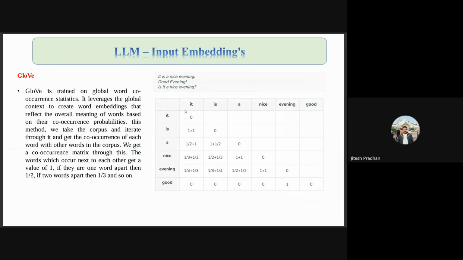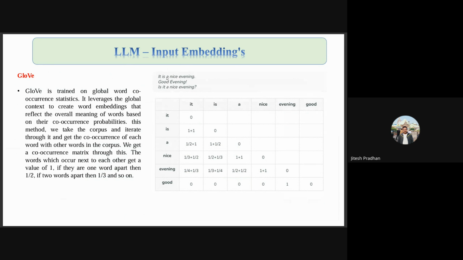Now "is" and "it": here "is" and "it" occur next to each other. Look here, "is it" has occurred together, so it puts 1. It has occurred once, so it writes 1. Now in the second case, "a it", look here, "a it" is there.